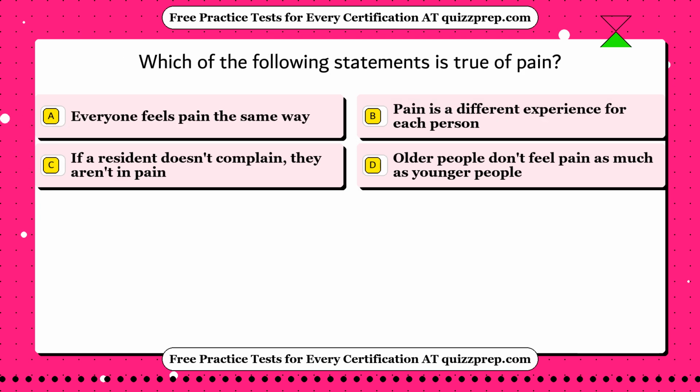Question 20. Which of the following statements is true of pain? Option A. Everyone feels pain the same way. Option B. Pain is a different experience for each person. Option C. If a resident doesn't complain, they aren't in pain. Option D. Older people don't feel pain as much as younger people.